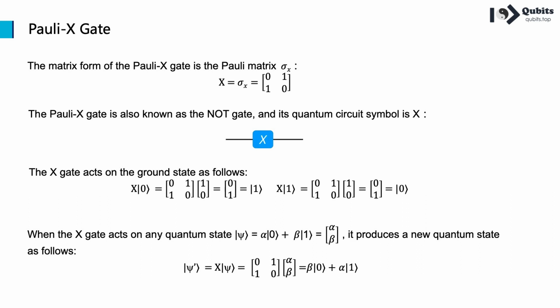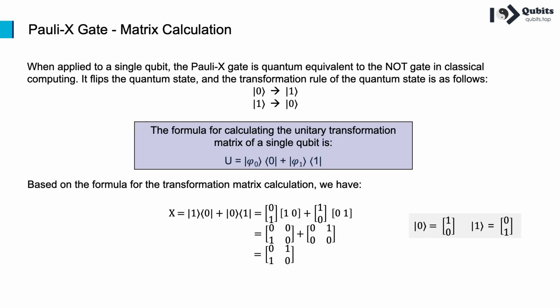When the X gate is applied to any quantum state, it flips the coefficients of the ground state. When you apply the Pauli X gate to a single qubit, it's the quantum equivalent of the NOT gate in classical computing. This flips the quantum state, so the transformation rule is simple: 0 becomes 1, and 1 becomes 0.